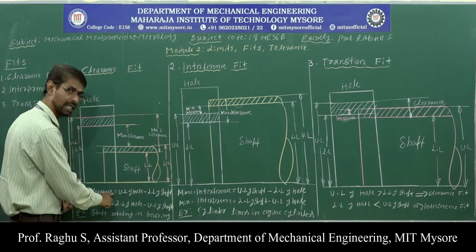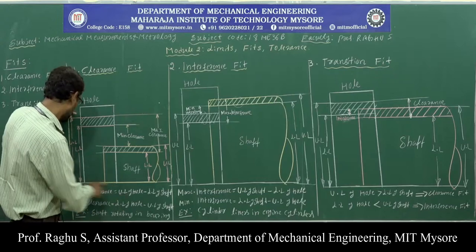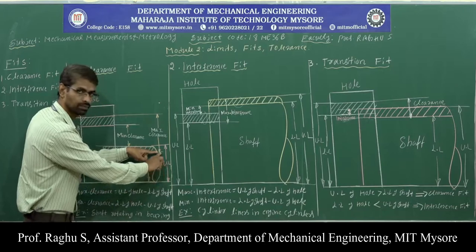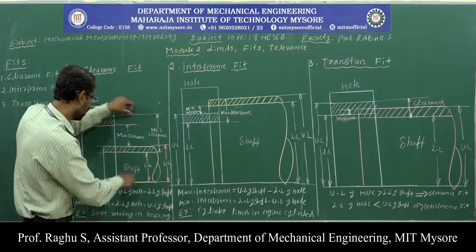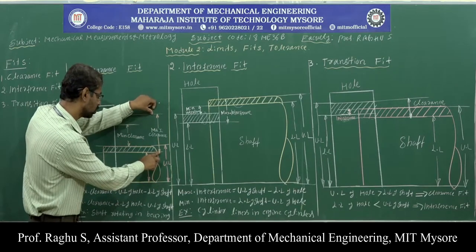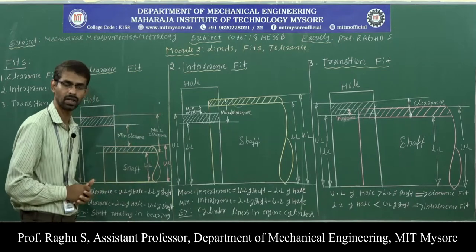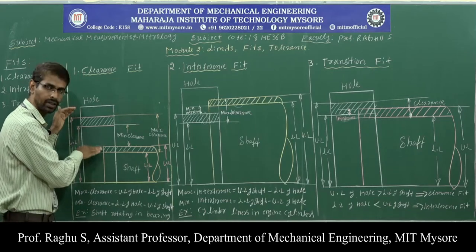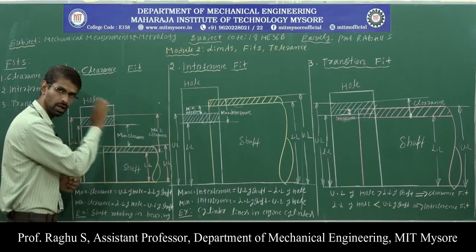Maximum clearance is equal to the upper limit of hole minus lower limit of shaft. Observe here: upper limit of hole, and minus lower limit of shaft. This is the lower limit of shaft, so we will get the maximum clearance. When the upper limit of hole is greater than the lower limit of shaft, we get the maximum clearance.